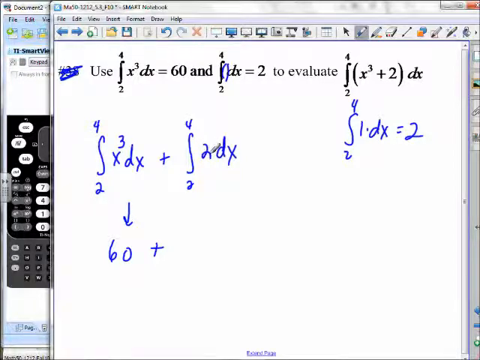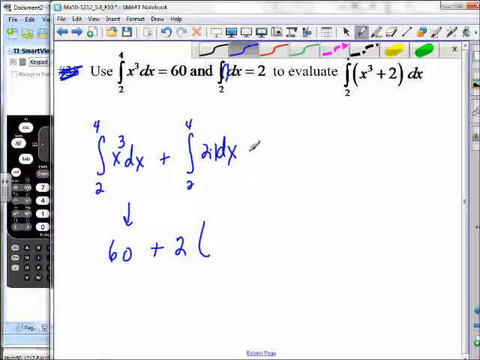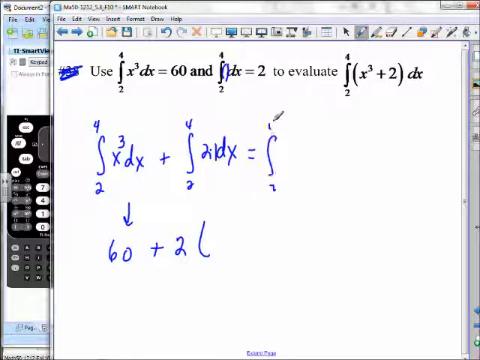Well, that's 2 times 1. What does that make 2 then? Another scalar. Yeah, it's another scalar. So this is 2 times the integration. Okay, so let me write another step out here to show that. So this would be the integration from 2 to 4 of x cubed dx plus 2 times the integration from 2 to 4 of 1 times dx, or simply dx.